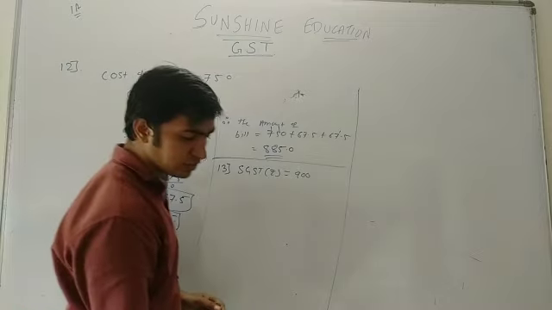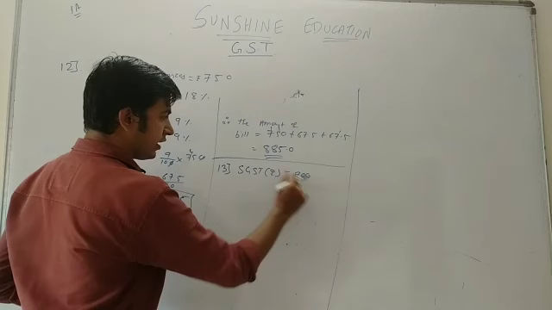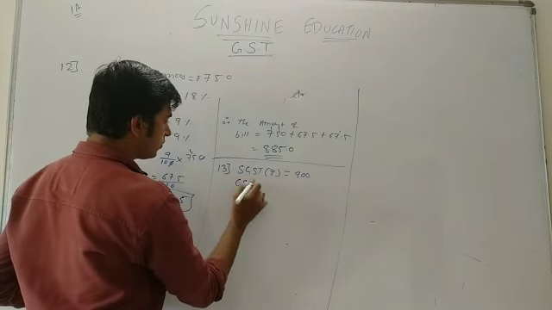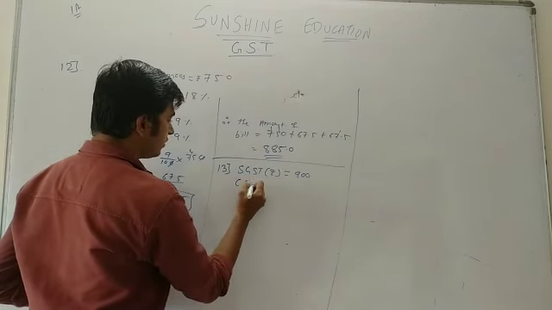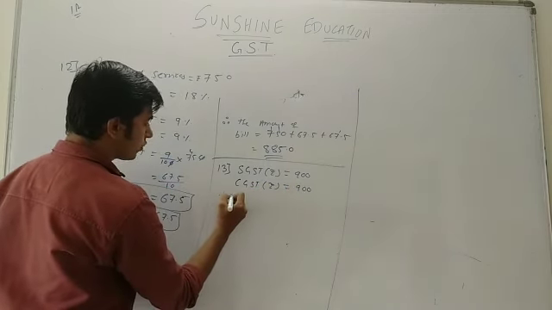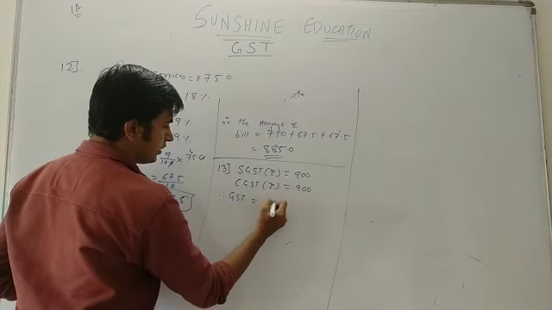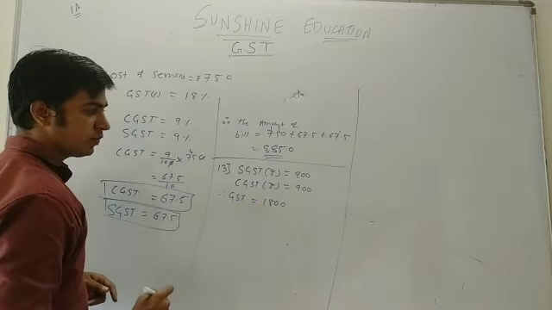GST being 18%. See, SGST is 900, therefore CGST will also be 900, therefore total GST will be 1800.